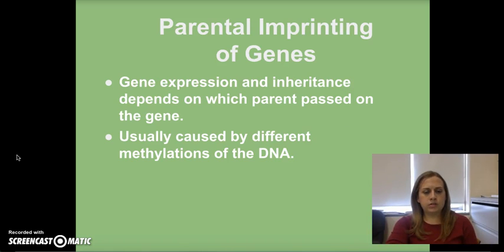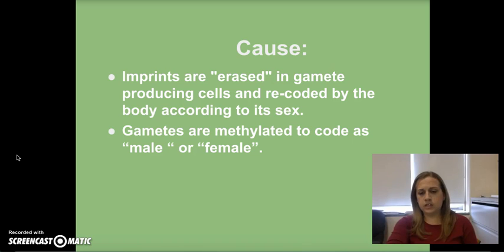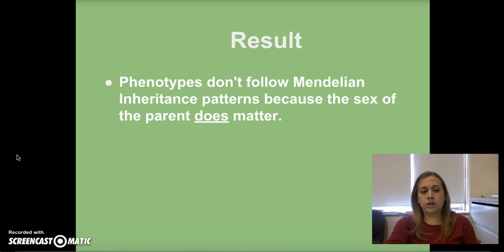Parental imprinting of genes is when gene expression and inheritance depends on which parent passed on the gene, and it's usually caused by different DNA methylations. So imprints are erased in gamete-producing cells and then recoded by the body according to its sex, and so gametes are methylated to code as male or female.